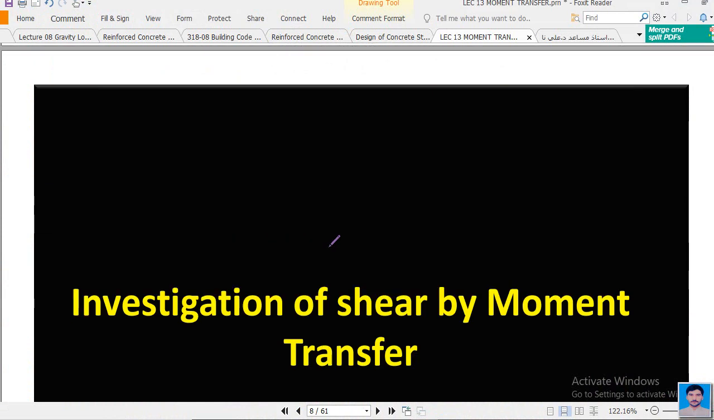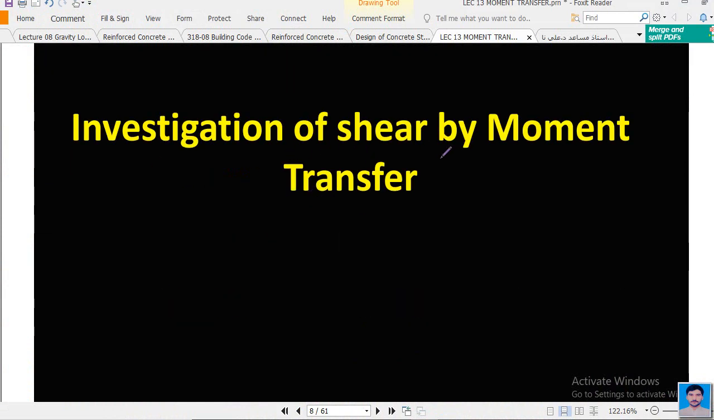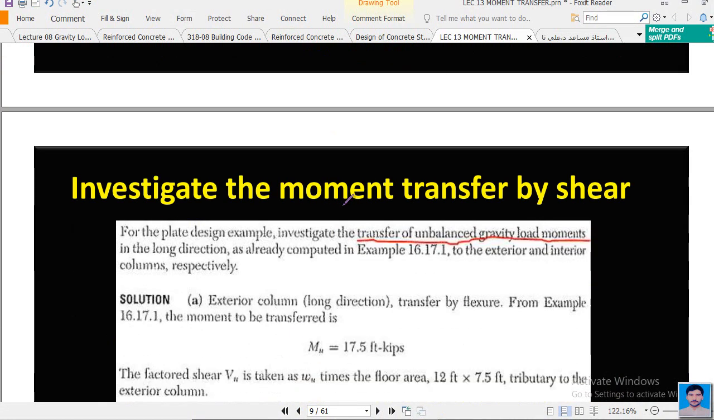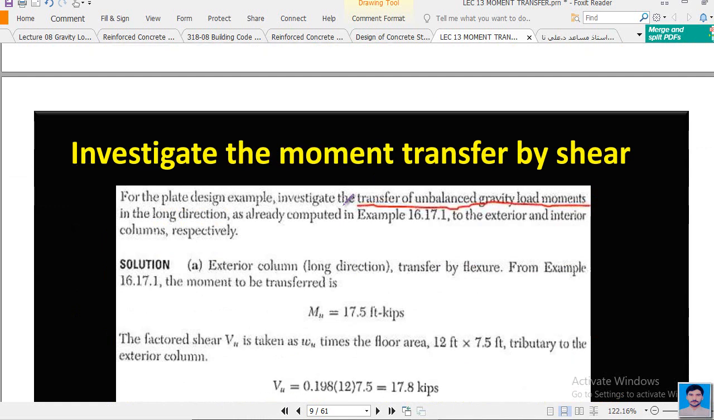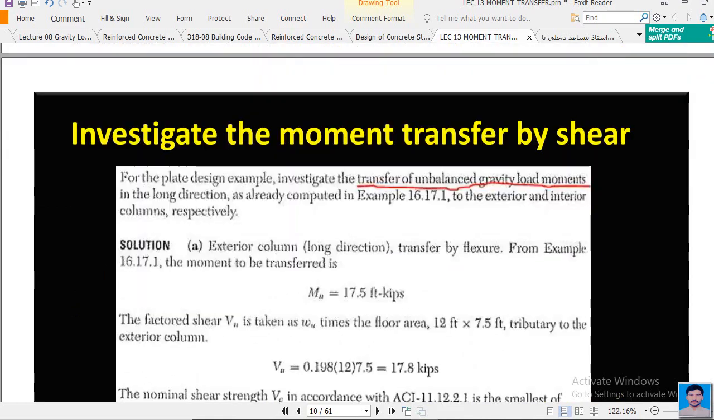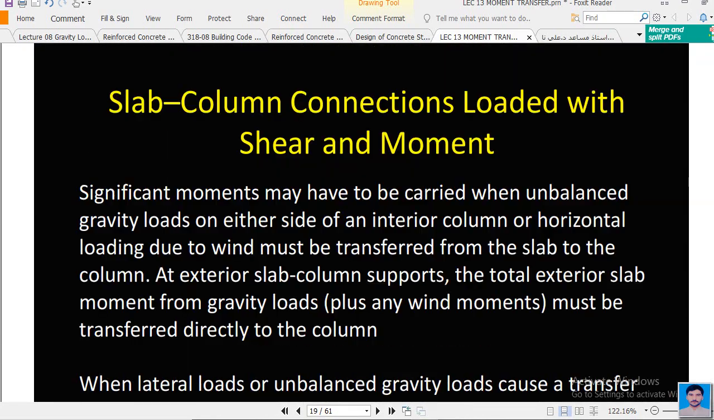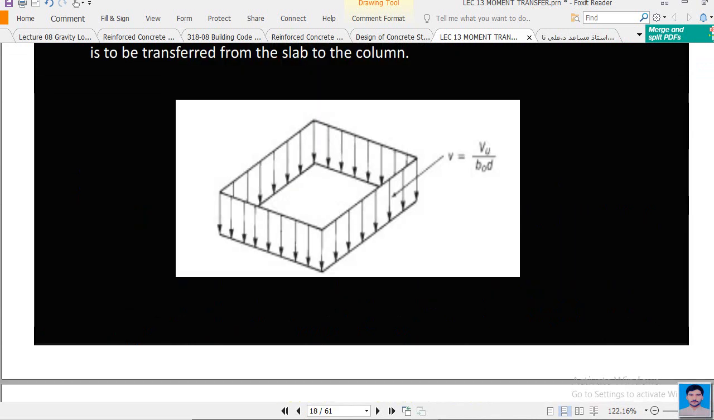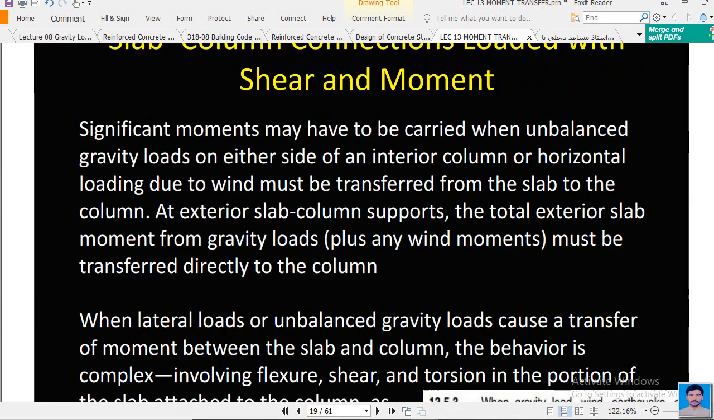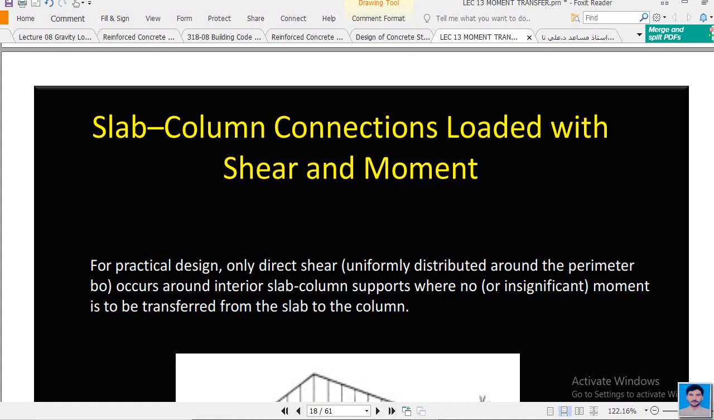Clear? Now next we have the investigation of shear by moment transfer. This is very important, and we will do this example after completing the rest of this lecture, because you can't understand this procedure until we understand the theoretical portion of the shear that is transferred by the unbalanced moment. So see you in the next lecture, which is a very important lecture.